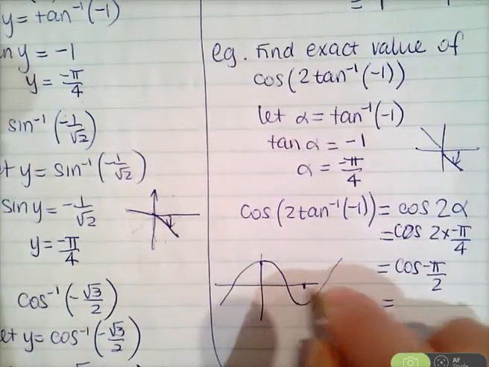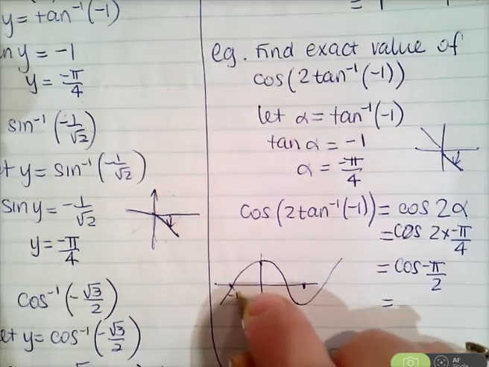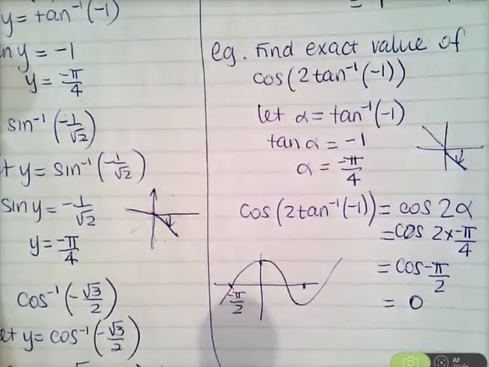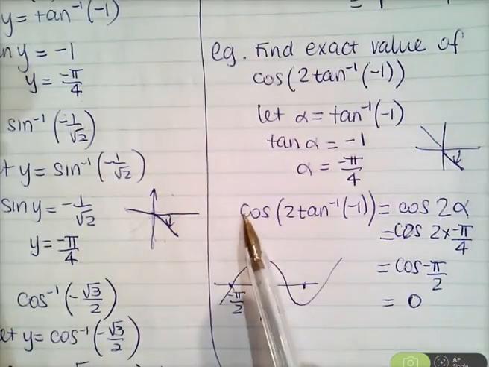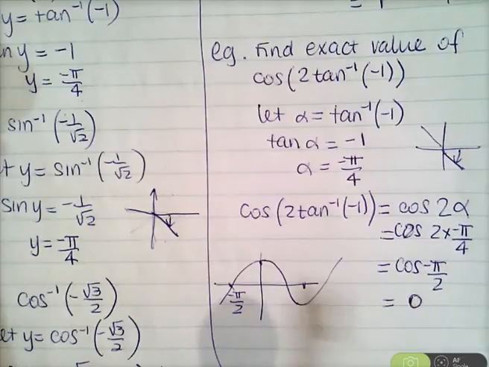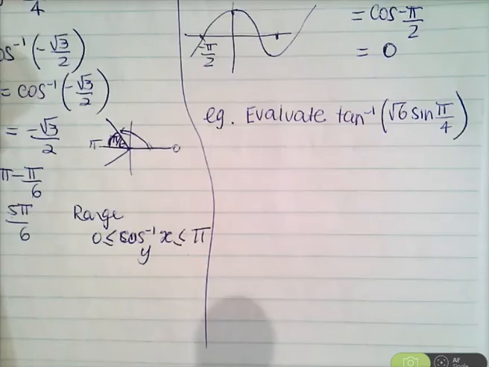Well, here's negative pi on 2 there. Cos of negative pi on 2 is 0. Okay, I'm now talking about a normal cos of whatever that is, so it's cos of negative pi on 2. You're just talking about the normal cos curve there.